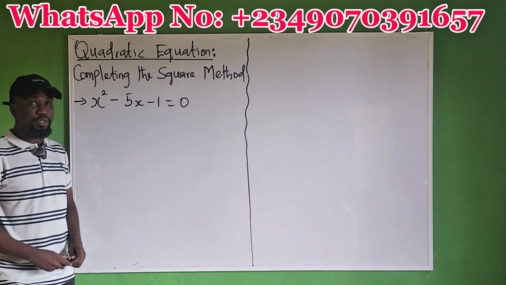What we have here is going to be added to the left hand side and also to the right hand side. So we are going to have x squared minus 5x plus -5/2 all squared equal to 1 plus. What we did here was add -5/2 squared, and we also do the same to the right hand side, plus -5/2 all squared. Do you understand? All right.